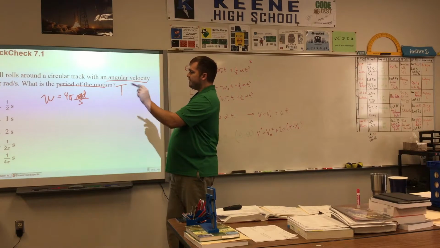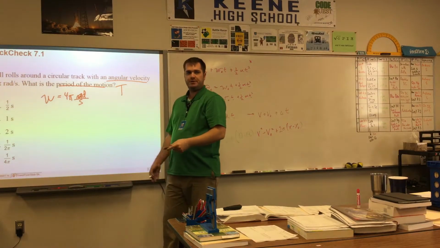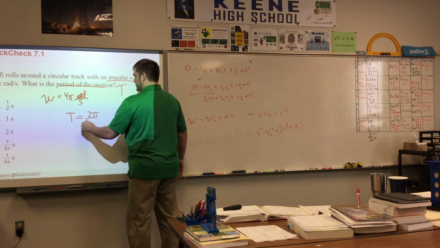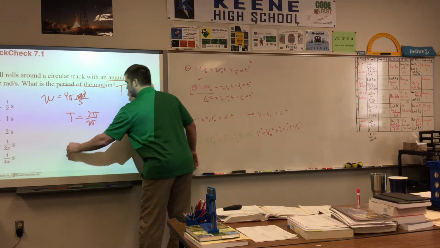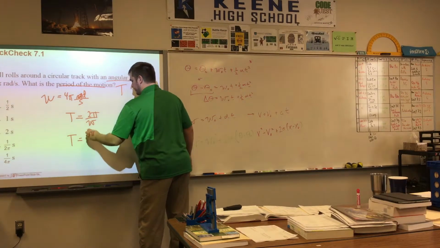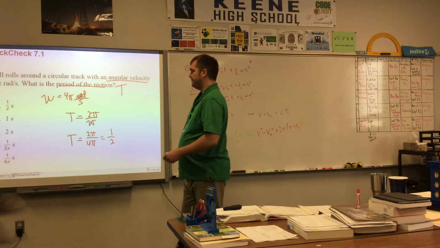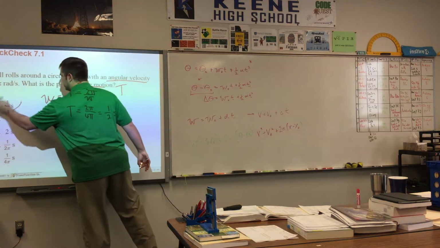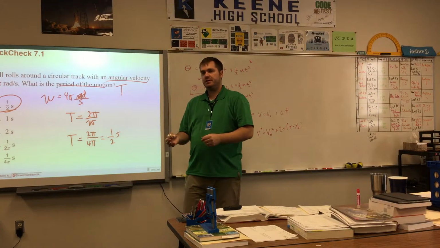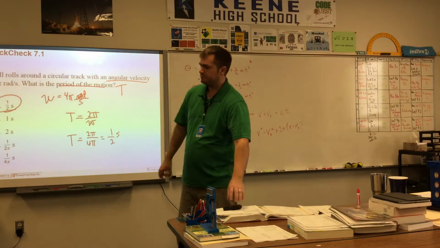Capital T. I need a formula that's going to relate omega with T. Call it out to me. T equals 2 pi over omega. So T equals 2 pi over 4 pi. Let's cancel out. 1/2. So half a second. So just treat these like you would any regular physics problem.